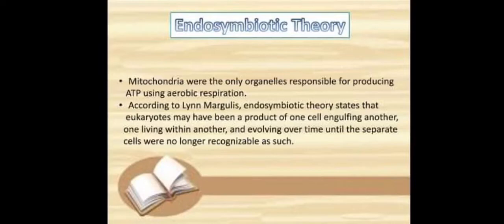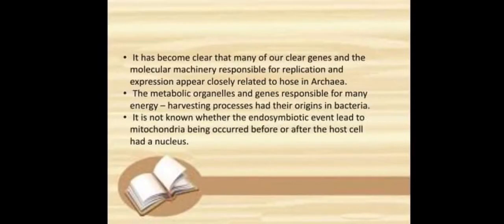Much still remains to be discovered about the origins of the cells that now make up the cells in all living eukaryotes. Broadly, it has become clear that many of our nuclear genes and the molecular machinery responsible for replication and expression appear closely related to those in archaea. On the other hand, the metabolic organelles and genes responsible for many energy harvesting processes had their origins in bacteria.